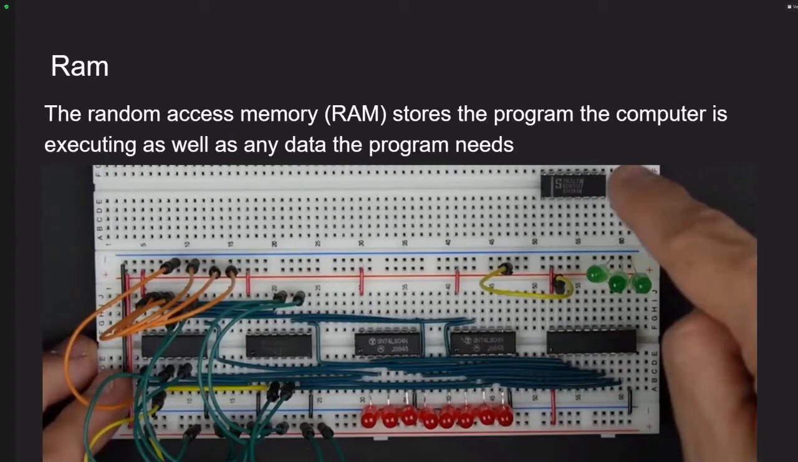Next we have the RAM, the random access memory. What the RAM does is it stores the program the computer is executing as well as any data the program needs. Now, on a larger computer system, you would usually have both RAM and ROM. RAM, random access memory, ROM, read-only memory. Read-only memory holds more permanent instructions for the computer.